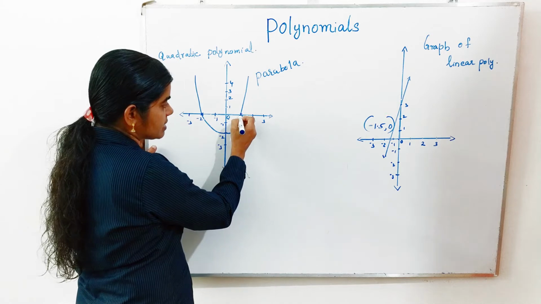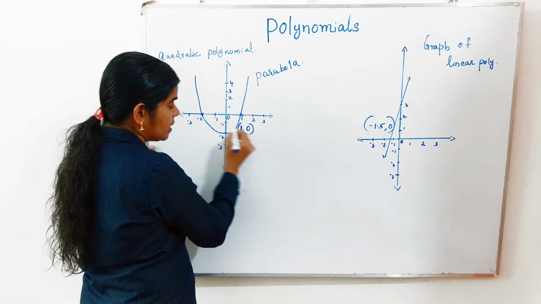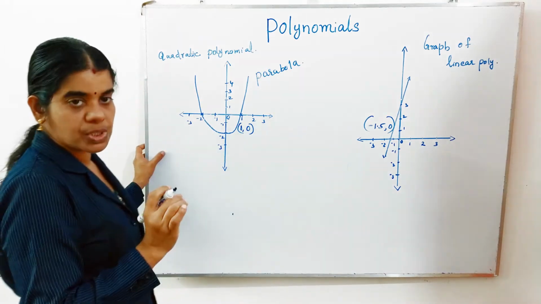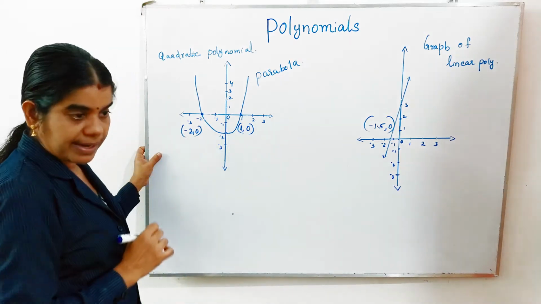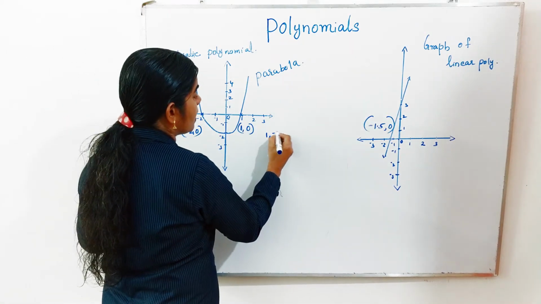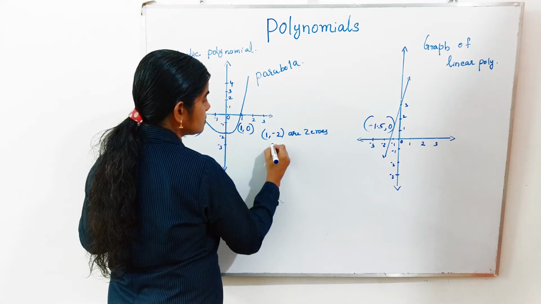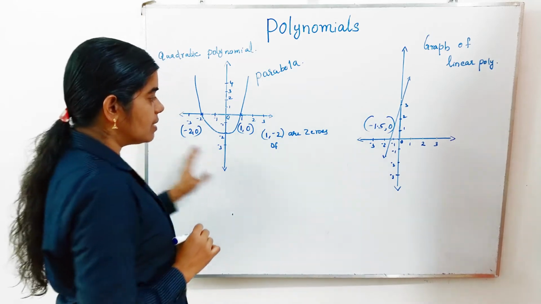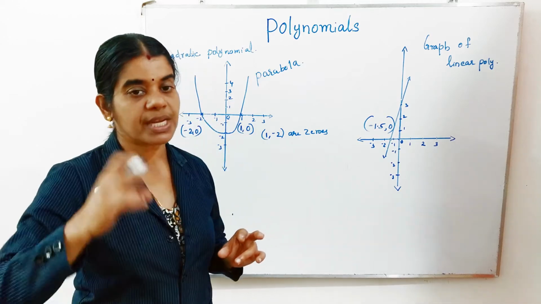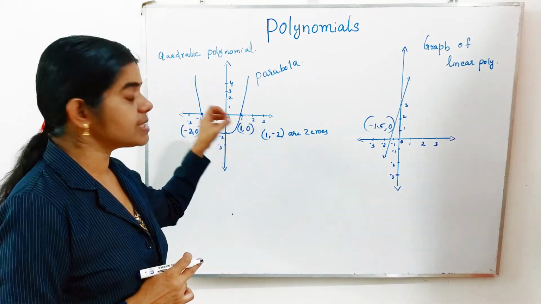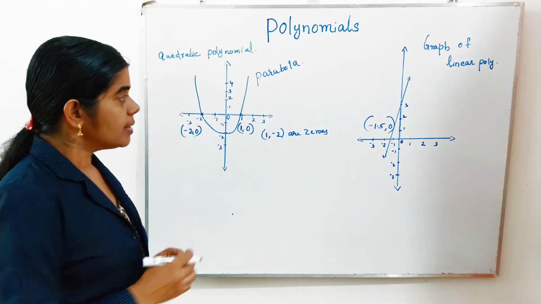In the first case, it is touching at x equal to 1, y will be 0, so 1 comma 0. Here it is touching at minus 2. So y will be 0, minus 2 comma 0 will be the coordinates. So 1 and minus 2 are zeros of this quadratic polynomial. Where the graph touches, this will be U shaped. So it is touching the x-axis at 2 points. Those 2 points will be the zeros of the quadratic polynomial.